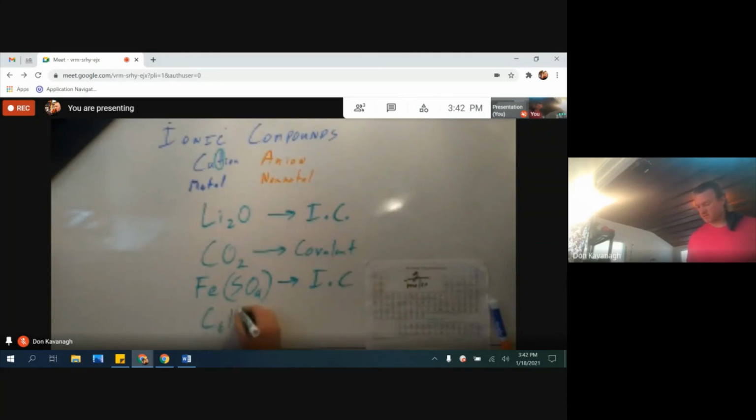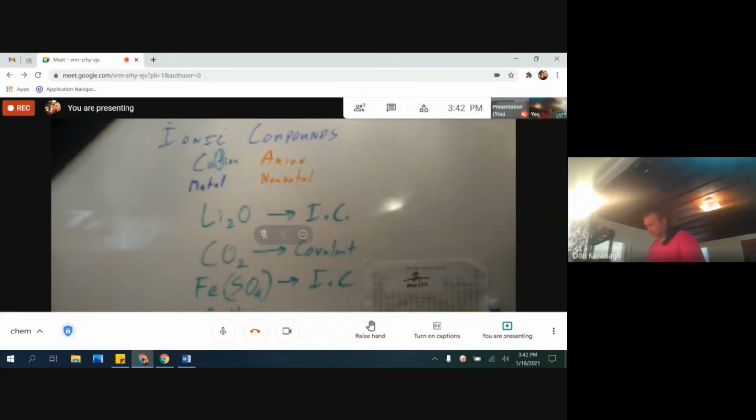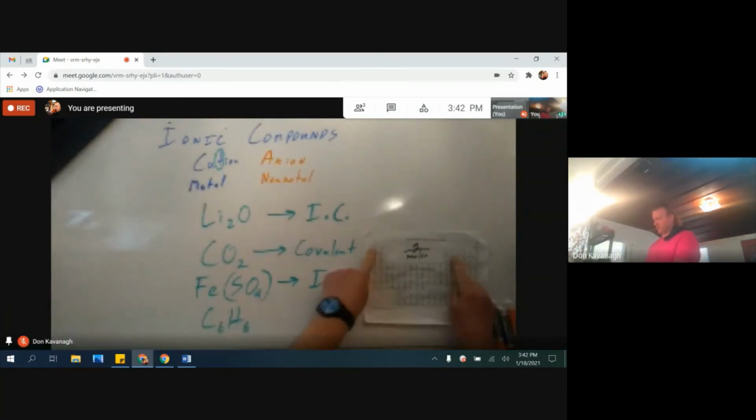Benzene, C6H6. I find them on the periodic table, hydrogen and carbon. Hydrogen, it's on the left side of that staircase, and it's kind of looking like it's a metal. We've got to think, like, hydrogen gas is definitely a nonmetal right here. Hydrogen is a nonmetal. Carbon is a nonmetal. So this is not an ionic compound.